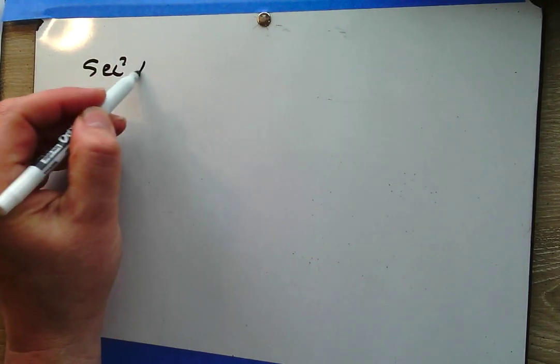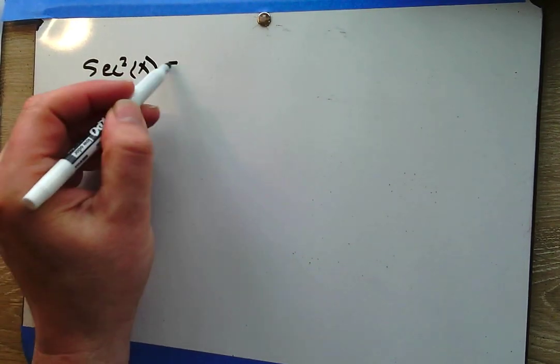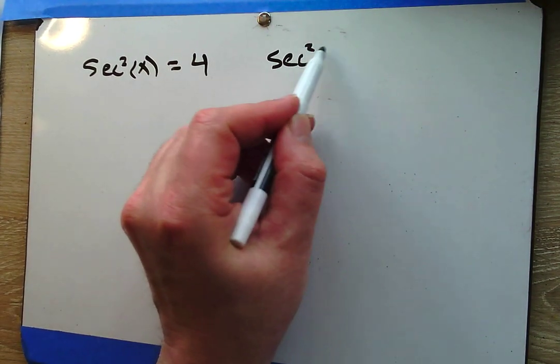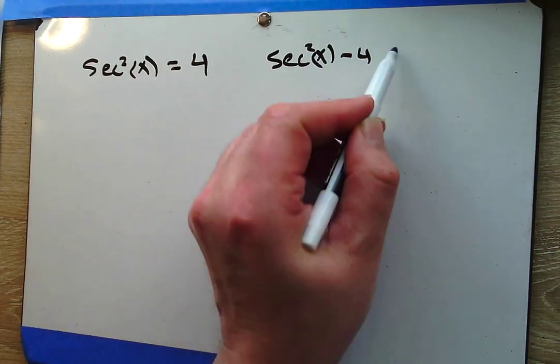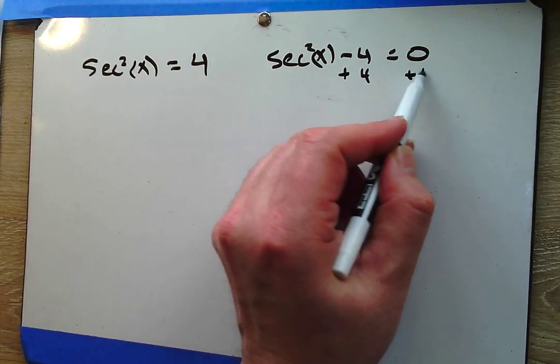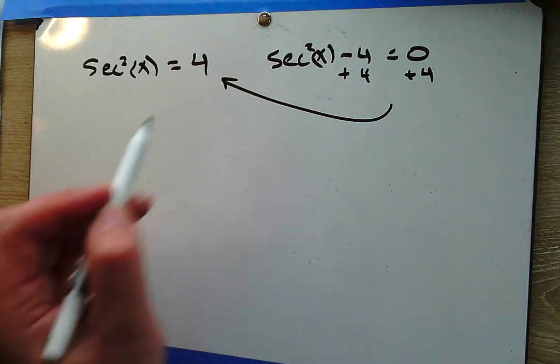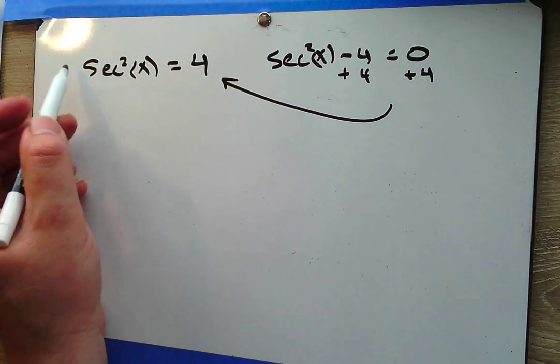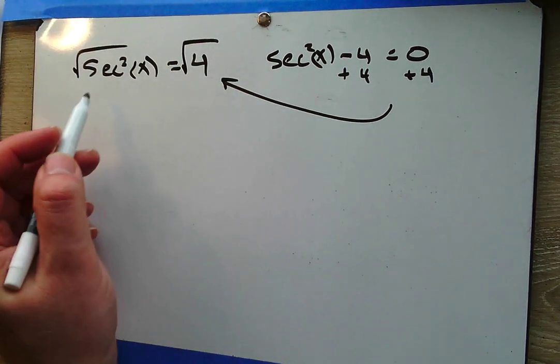Secant squared x equals 4. Or we might see secant squared x minus 4 equals 0. So here I would simply add 4 to both sides, and then that would bring me over here. Now, I don't know anything about secant. I mean, I guess I could take the square root of both sides.